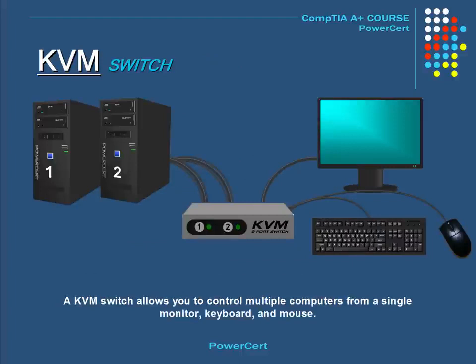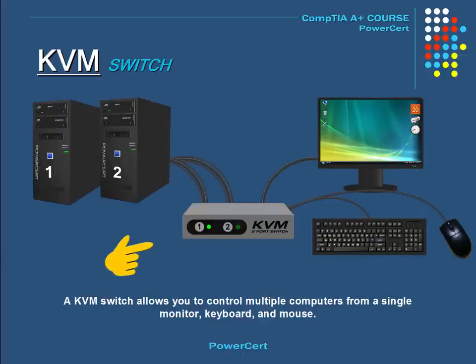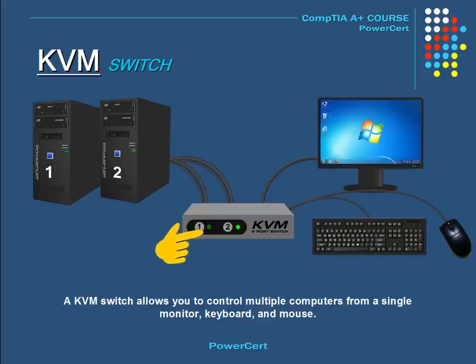A KVM switch allows you to control multiple computers from a single monitor, keyboard, and mouse. A KVM is typically a box with ports for a video, mouse, and keyboard. Each computer has their own individual cable connections to the KVM. Each KVM has buttons that you can press so that you can switch to a different computer you want to control. KVMs also come in different sizes, depending upon how many computers the KVM can handle.